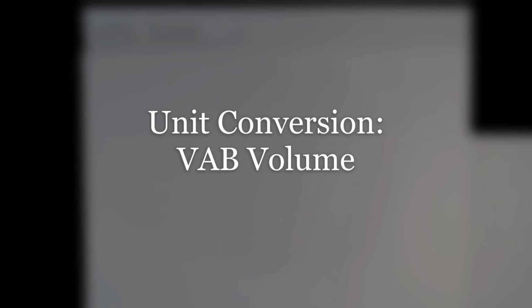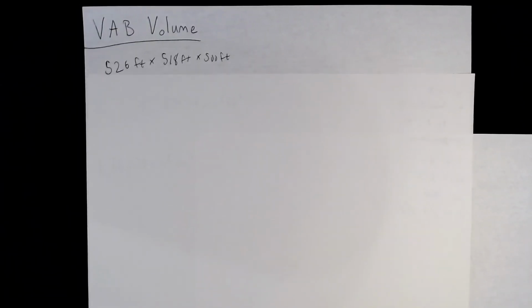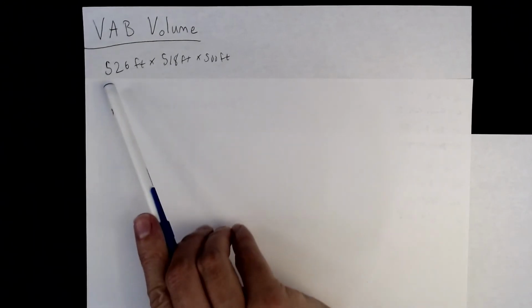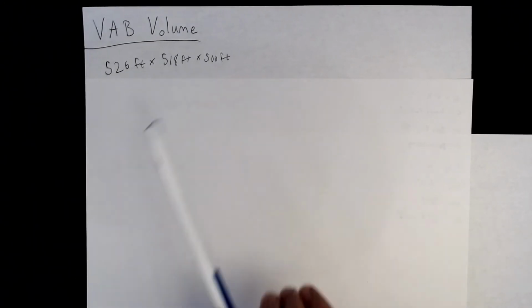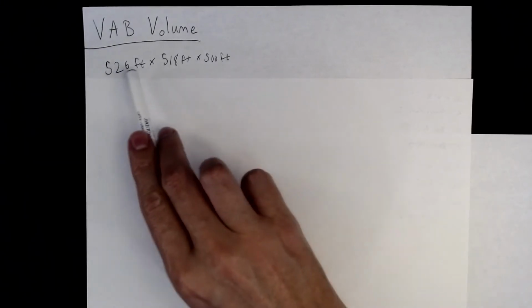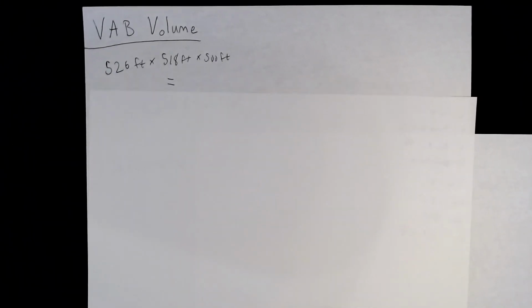Here's a quick problem on finding the volume of the vehicle assembly building. I give you that the dimensions of the vehicle assembly building are 526 feet by 518 feet by 500 feet. We can assume that the vehicle assembly building is a giant rectangular prism and just multiply these three through, and we get a big number, 1.36234 times 10 to the 8 cubic feet, whatever that means.